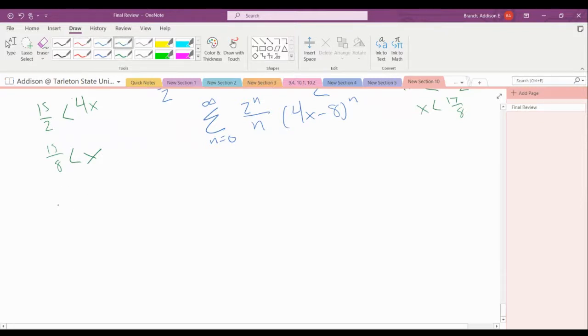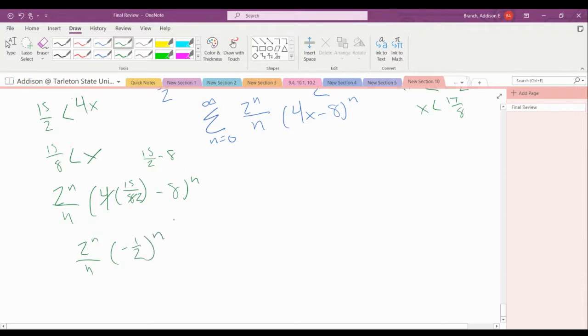So we can say we have 2 to the n over n times (4 times 15/8 minus 8) to the n. 4 times 15/8 is going to cancel down to 15/2. So we get 15/2 minus 8, which is going to be -1/2.